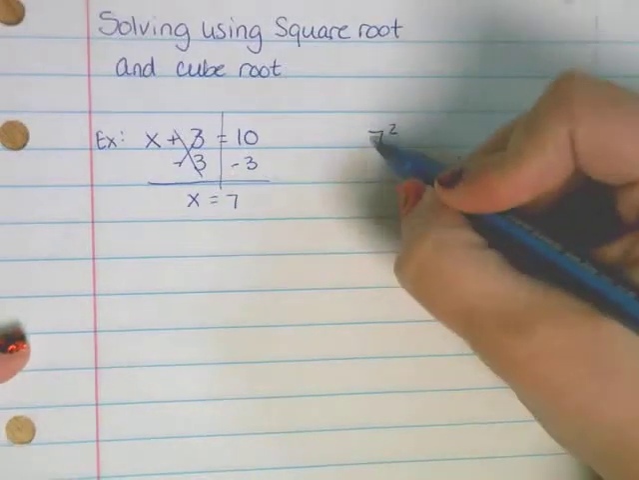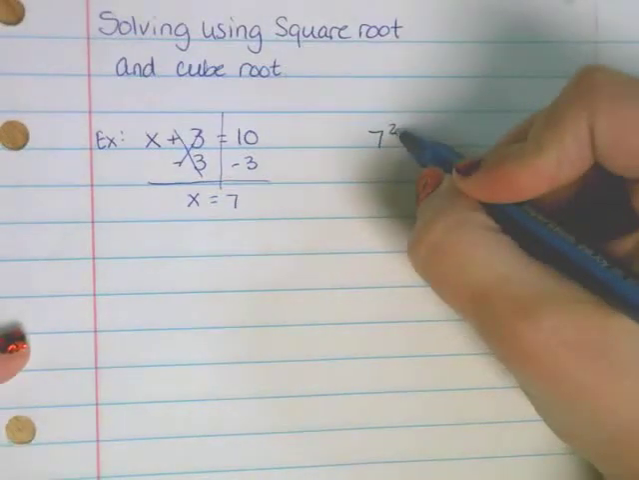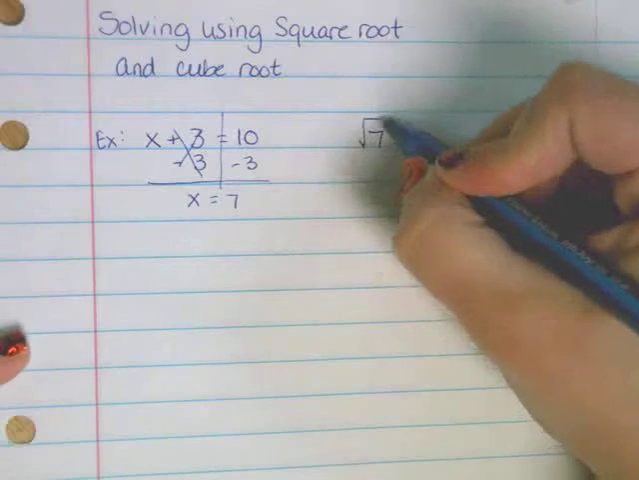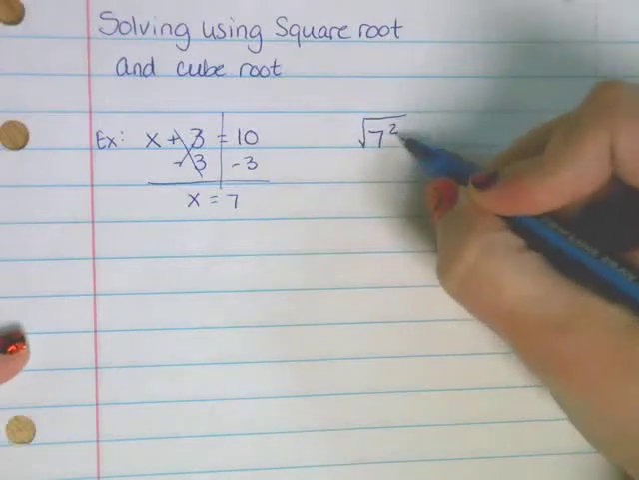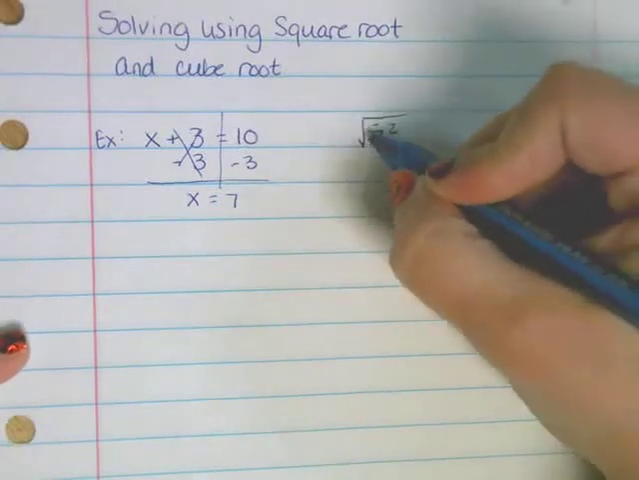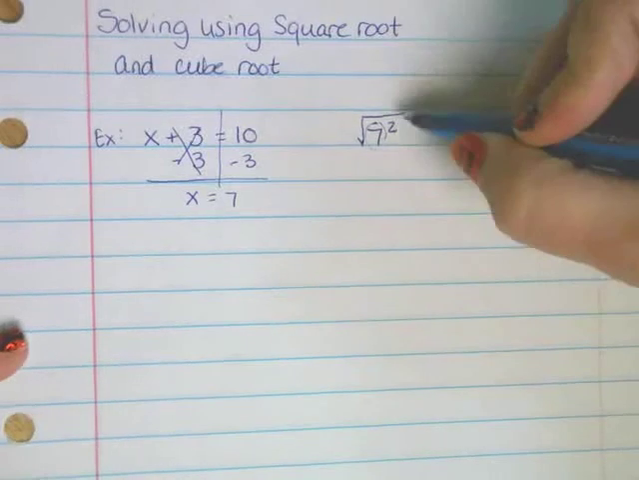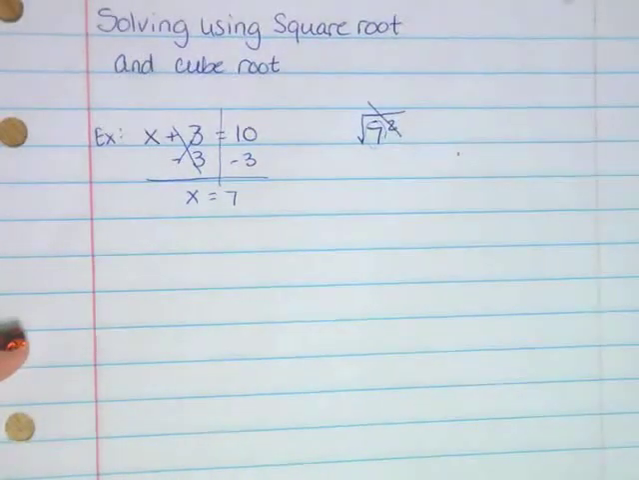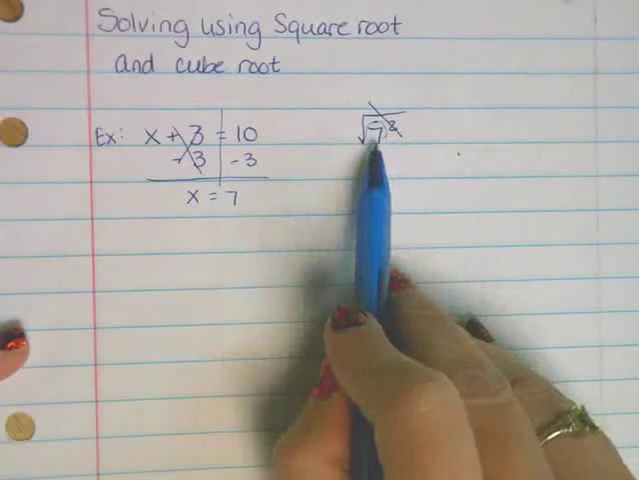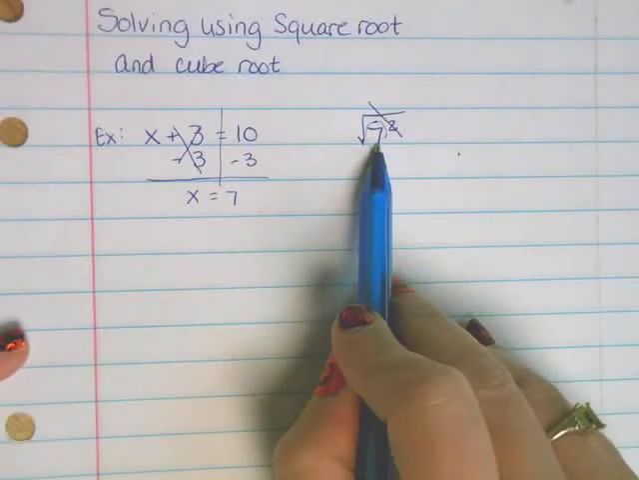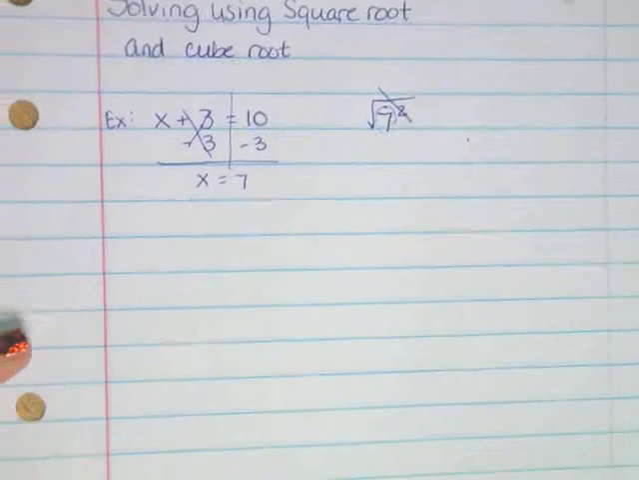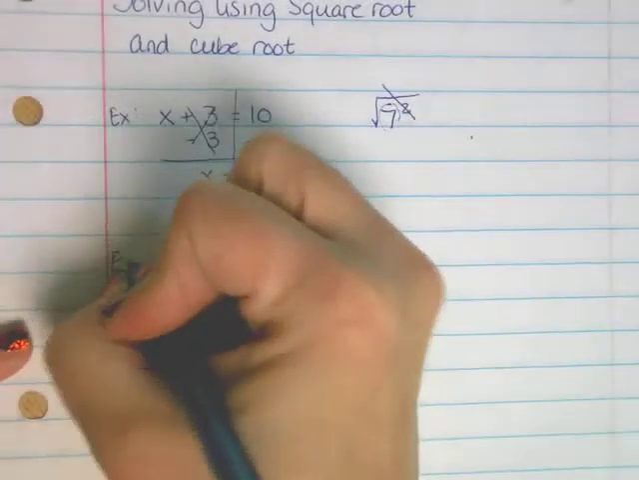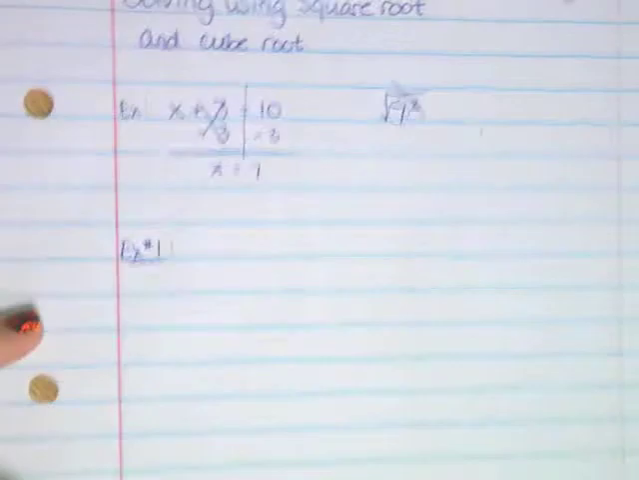If I did 7 squared, that would technically be 49. What if I took the square root of 49? I would get back to just the 7. So if I square something and then take the square root of it, they cancel each other out because they're inverse operations, and I'm left with whatever I started with. So that's the principle we're going to use today to start solving equations using square root. So let's do our first example, example number 1 with square roots.